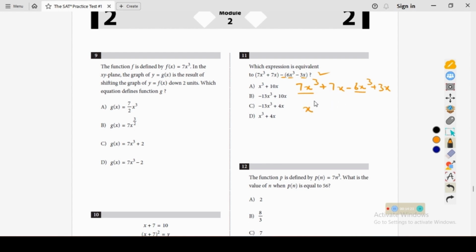The answer is x cube. And plus 7x plus 3x. It becomes plus 10x. So A is the correct answer.